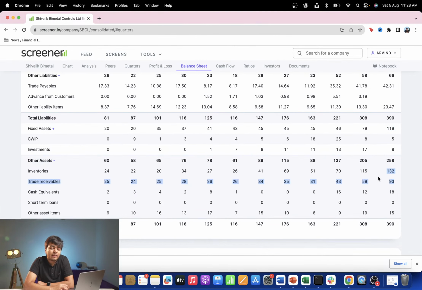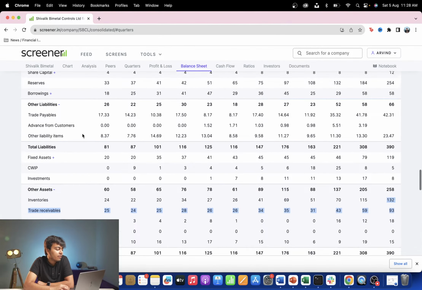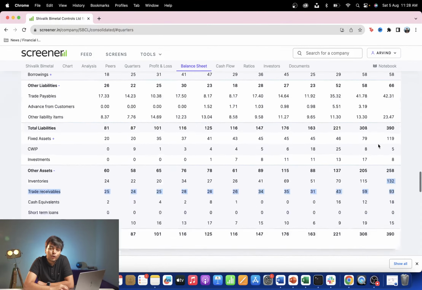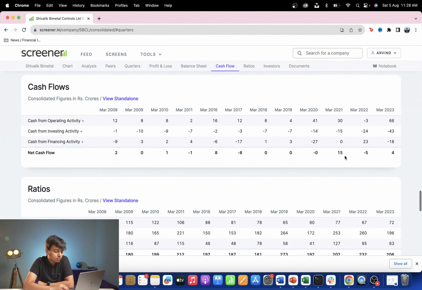So 132.93 crores is the trade receivables and inventories that we have. Then we have trade payables of 42 crores. So yeah, it's already there. Okay. Now next up we have the cash flows.